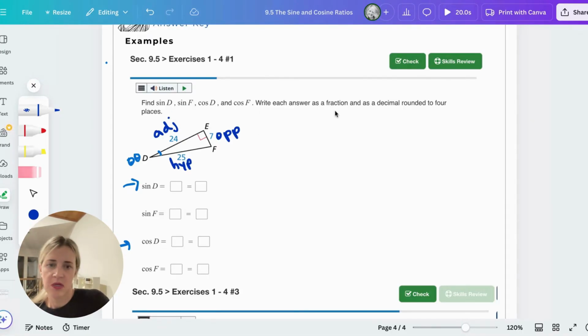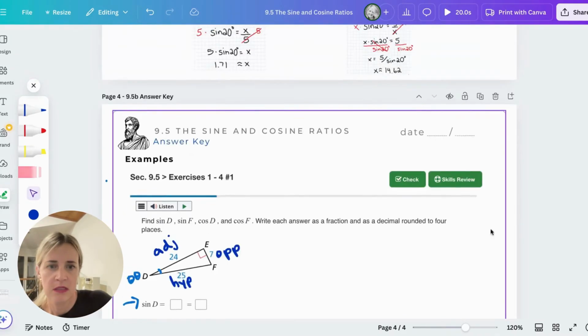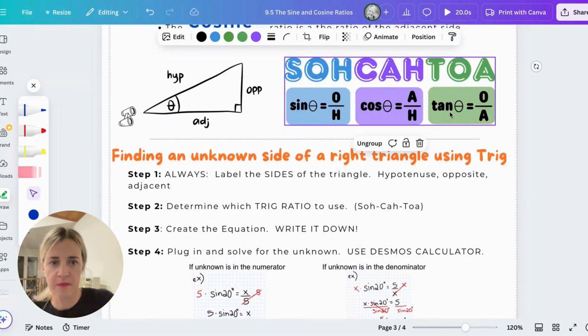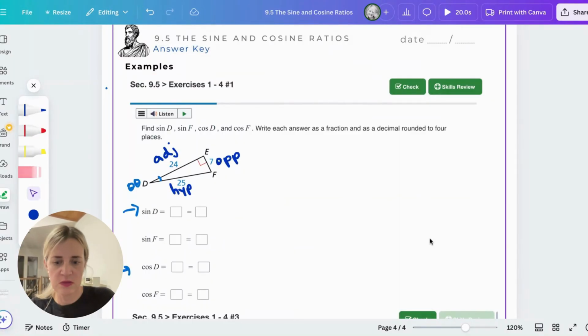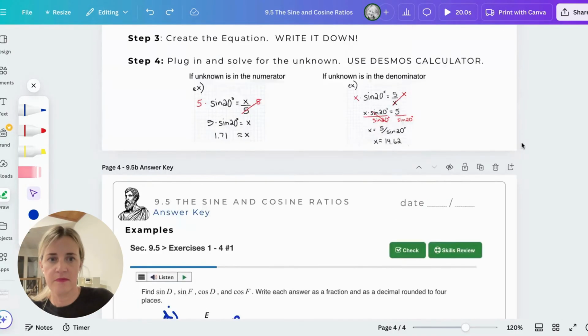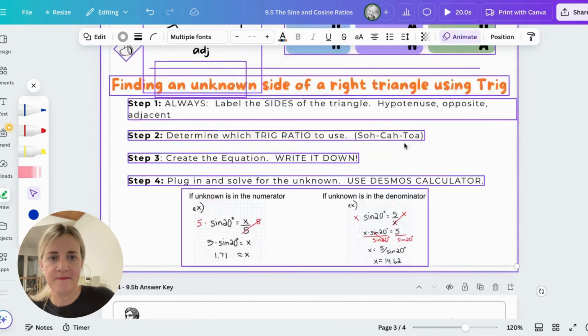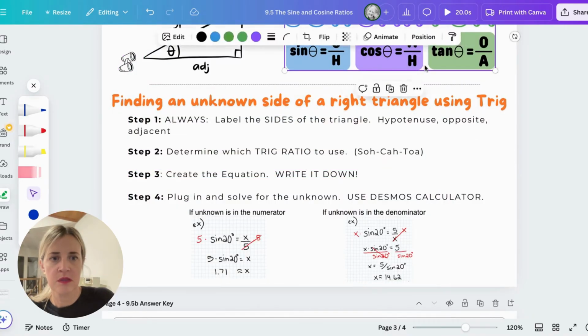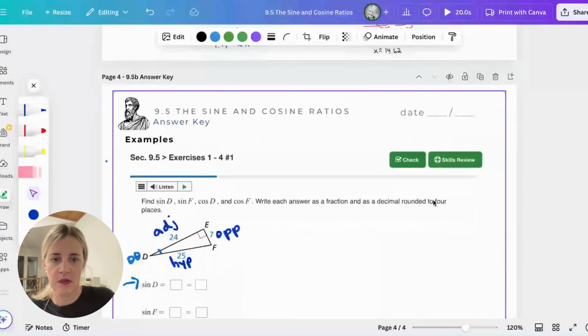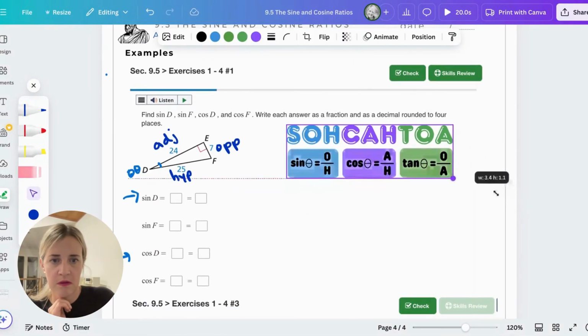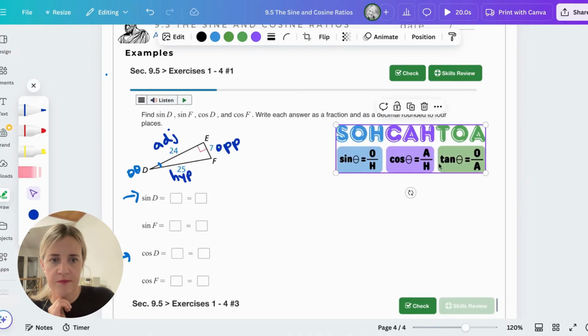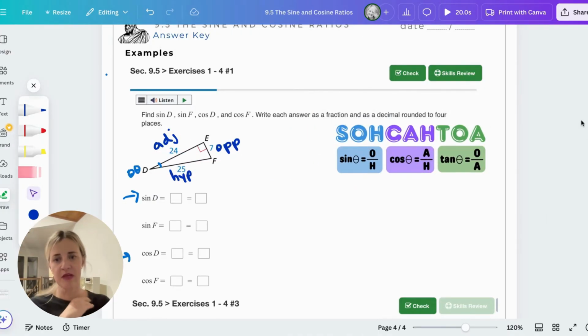All right, so I'm going to go ahead and copy and paste SohCahToa from up here to make it a little bit easier. I'm going to copy this and bring it down here so we can have it handy. All right, that will help us out. SohCahToa. Okay. Sine of angle D.